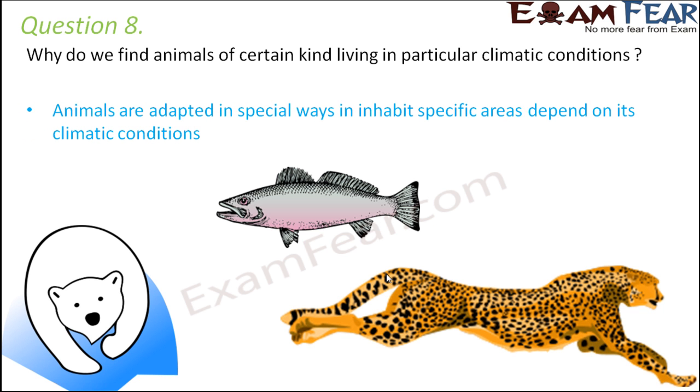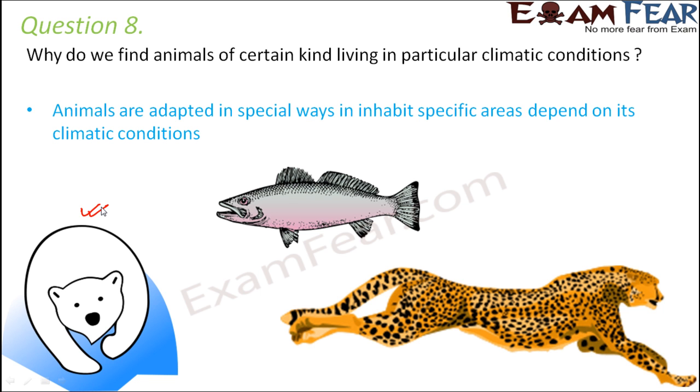That's because animals are adapted in special ways to inhabit specific areas depending on its climatic conditions. Each area has a specific climatic condition. For example, the polar regions are extremely cold. So polar bears are adapted with certain features. For example, they have thick fur, a layer of fat under their skin, and wide paws. All these things help them to walk over snow and keep themselves warm. So they are adapted to live in that particular environment.